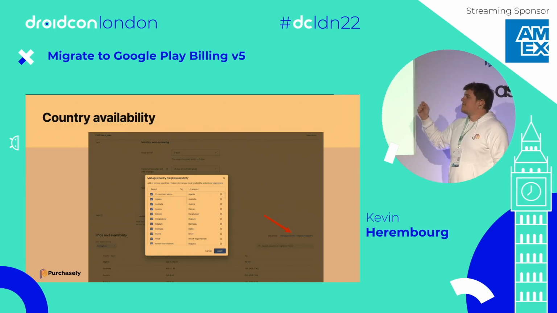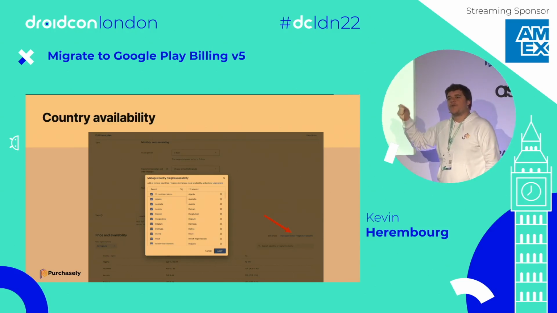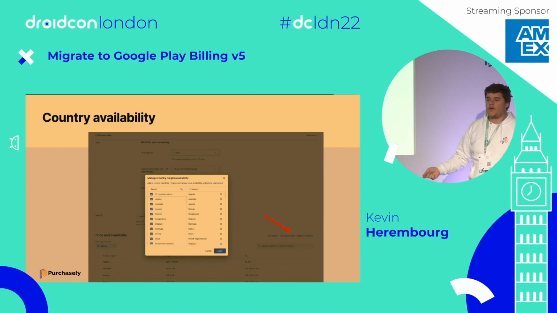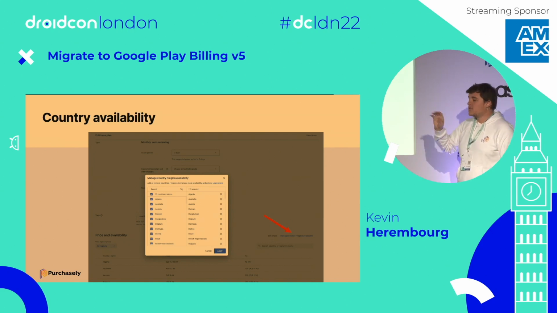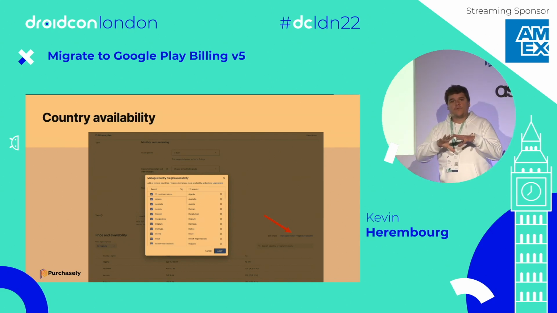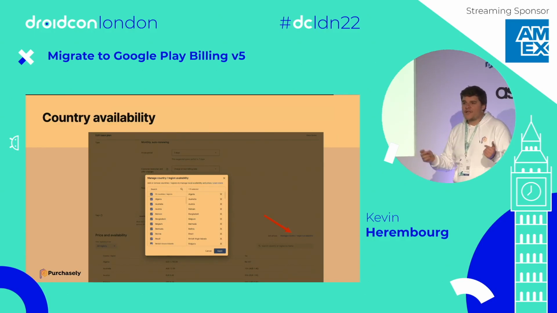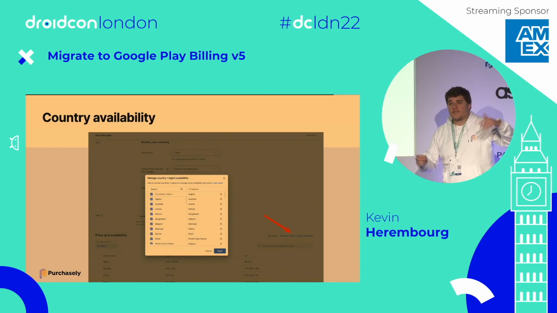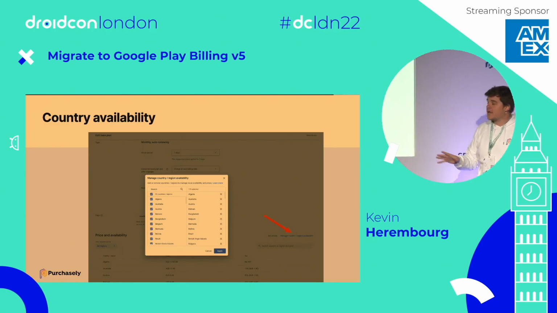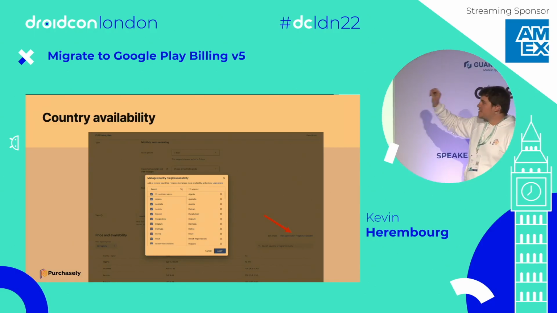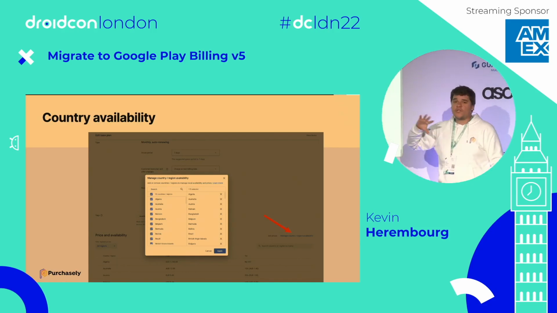At last, you can finally decide in which country your offers are available. Because before, with Google Play Billing version 4, if you were distributed worldwide with your applications, you could only provide your in-app purchases worldwide. There was no way to say, I just want this offer for France, for UK, for US. No way. Now you can. So you can have specific offers for specific countries or even regions.